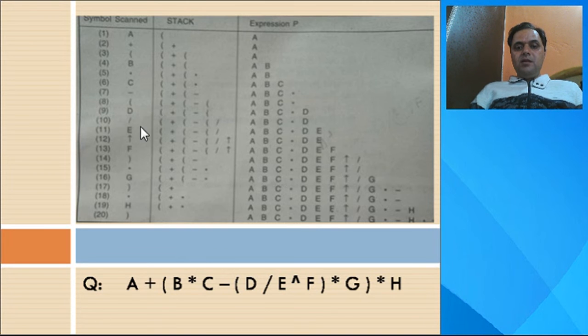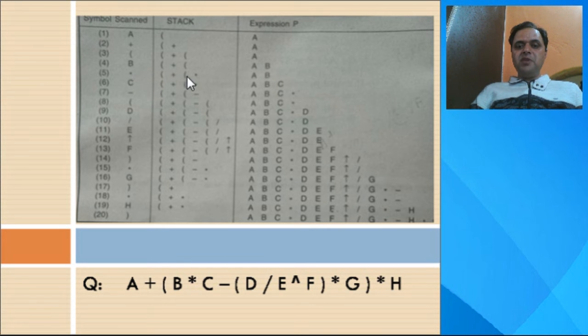First we have to push a left parenthesis onto the stack, then we found a, we simply add it to P. Then multiplication is an operator, we will add that to the stack. Then bracket start, left parenthesis, we will add it to the stack. Then b is an operand, we will add it to P.